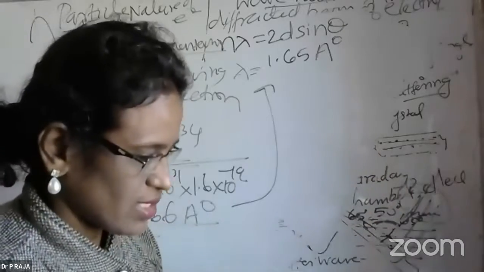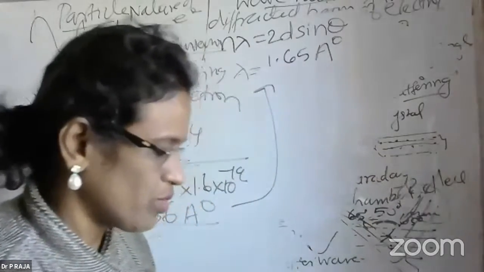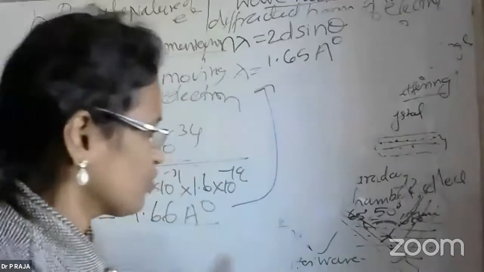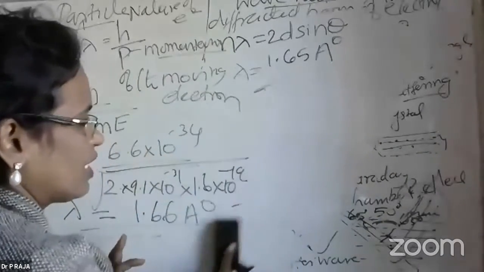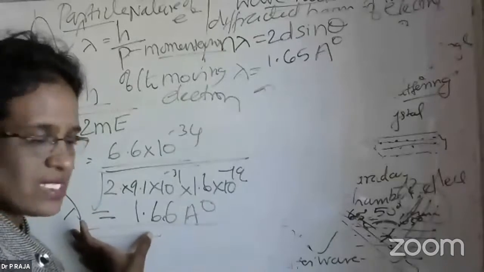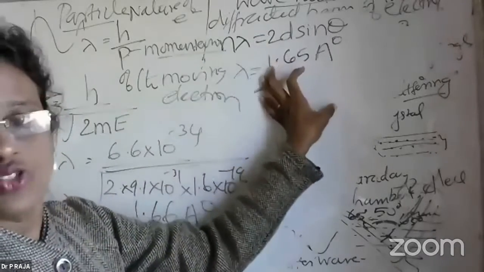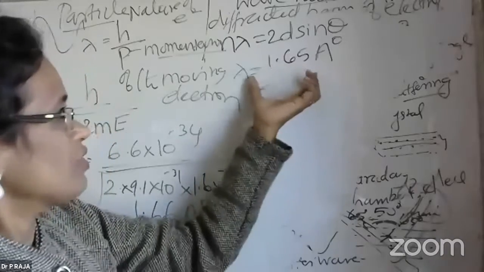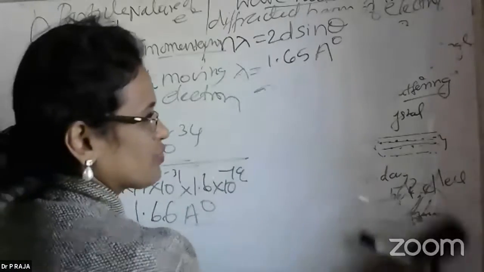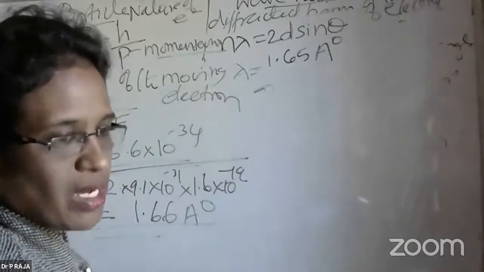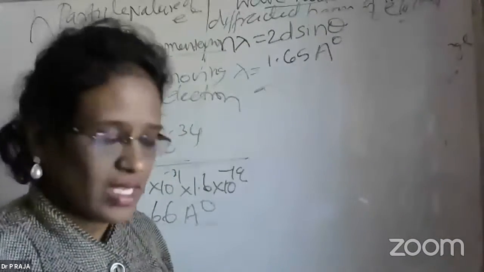Okay, so Davisson and Germer, they showed it with a diagram also. So this is a proof that the electrons behave as a particle with a wavelength of this value, as well as they also behave like a wave with a wavelength of 1.65 Angstrom. So this experiment clearly proves the particle as well as the wave nature of the electron.